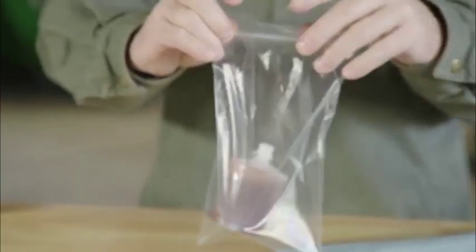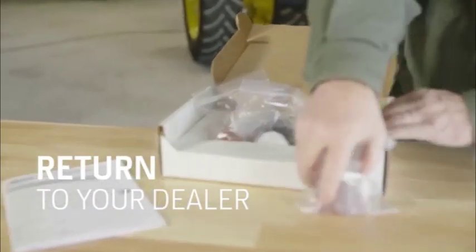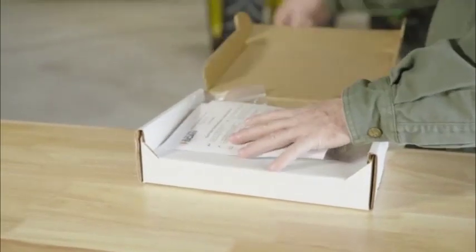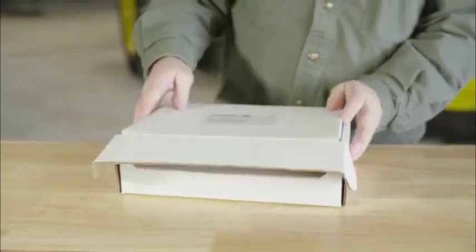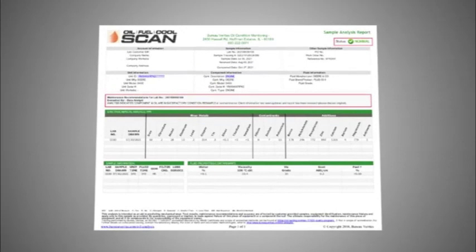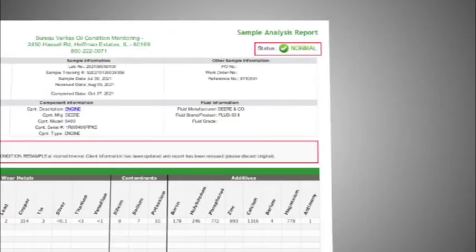Return completed samples in the respective shipping boxes, along with the completed paperwork, to your local John Deere dealer for shipping to the oil analysis lab. Your John Deere dealer will contact you with the analysis results. Simple to understand reports such as this one will be provided to your dealer and shared with you.